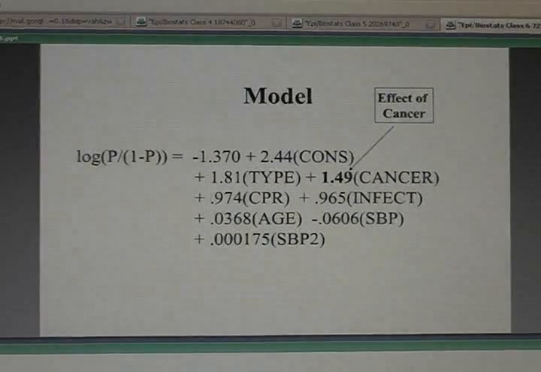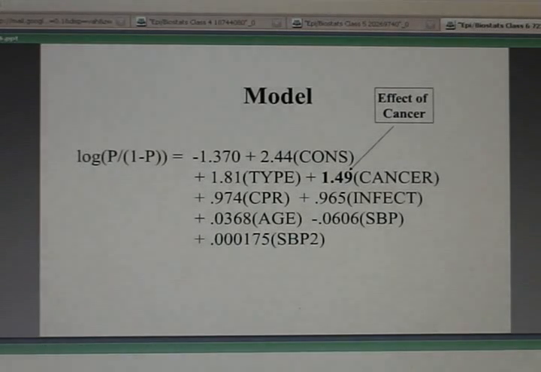Let's suppose I was interested in the effect of having cancer on your risk of dying in the hospital. My main focus is going to be on the coefficient of that cancer variable, that 1.49. It turns out that's going to be a measure of how important cancer is for influencing the risk of dying in the hospital. It's going to be a measure of the effect that having cancer has on your risk of dying in the hospital. And more importantly, it measures the effect of cancer controlling for all these other factors that are in the model.